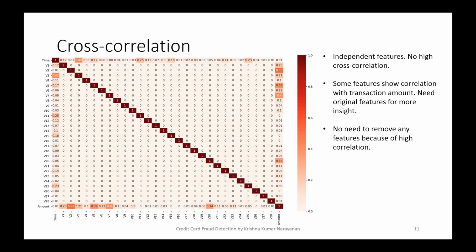From the cross-correlation, we could see that we don't need to remove any features because of any high correlation problems.